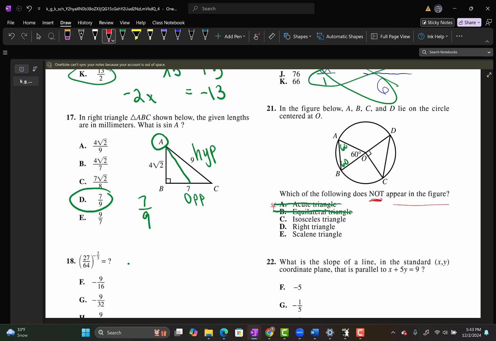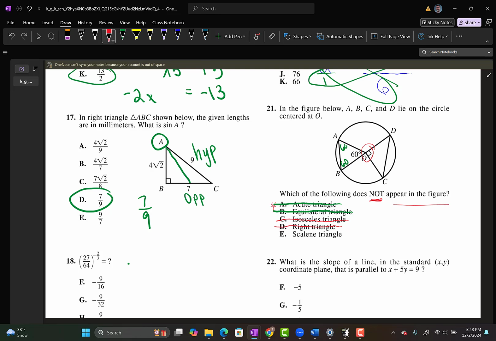An isosceles triangle we can cross off too. An isosceles triangle is any triangle that has at least two sides congruent. Well, this triangle satisfies that because it has at least two sides congruent. So it's an isosceles and an equilateral triangle. Right triangle, we can cross that off because we've got a right angle right here in this other triangle.